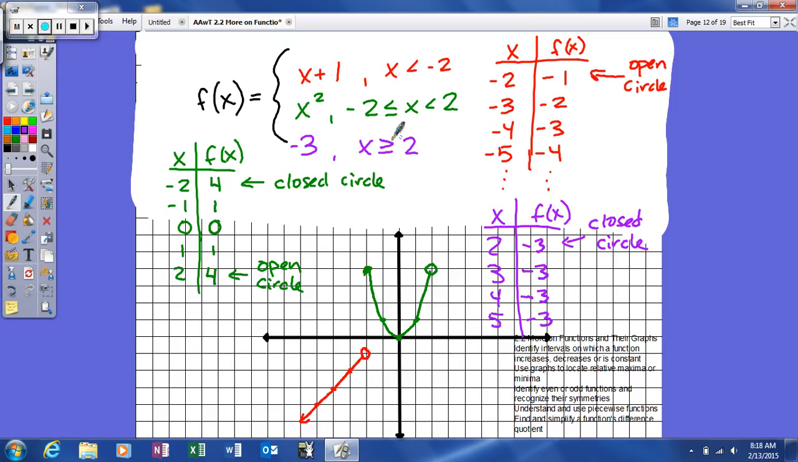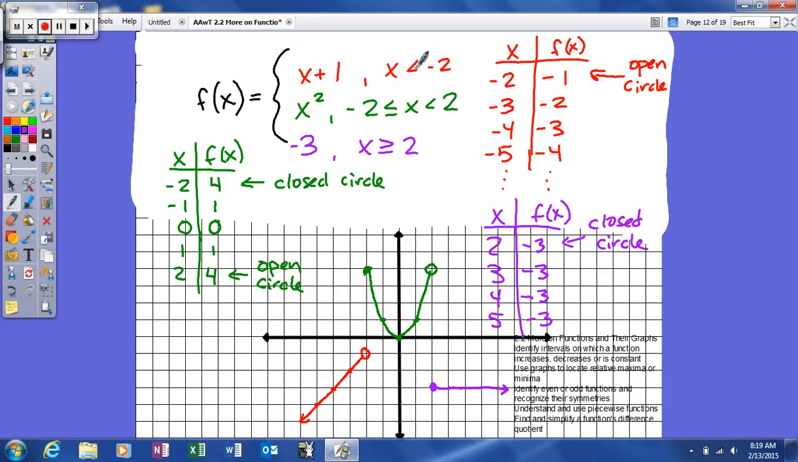Now, because 2 is included in this set, we'll use a closed circle. So 2, comma, negative 3 will be right here. And then all the other x's will have the same function value. You can see that's basically why we get a nice little horizontal line when you graph a constant function. That's graphing a piecewise function.